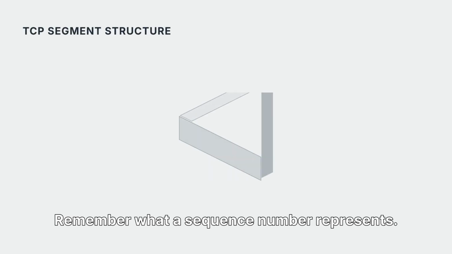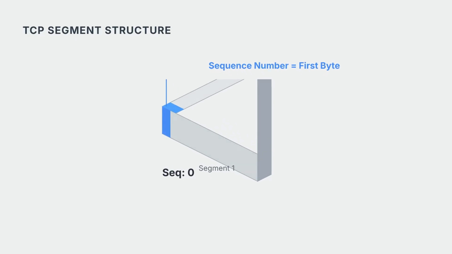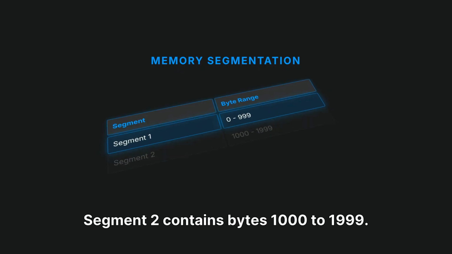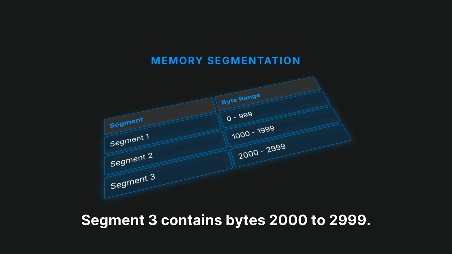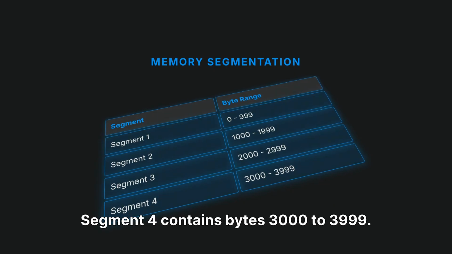Remember what a sequence number represents. A sequence number identifies the first byte contained in a segment. So, segment 1 contains bytes 0 to 999. Segment 2 contains bytes 1000 to 1999. Segment 3 contains bytes 2000 to 2999. Segment 4 contains bytes 3000 to 3999.